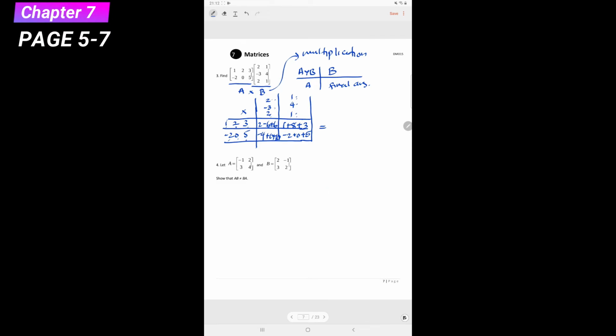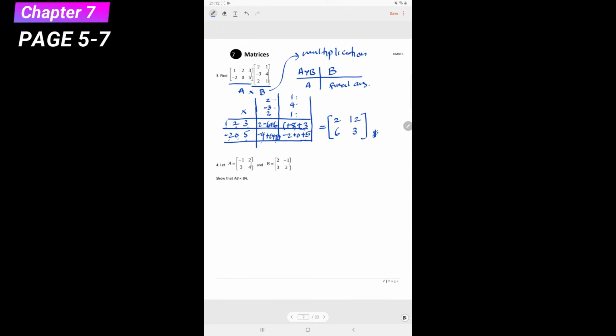So, 2 minus 6 plus 6, we have 2. 1 plus 8 plus 3, we have 12. Negative 4 plus 10, we have 6. And then, last one, we have negative 2 plus 5. So, this is the final answer.